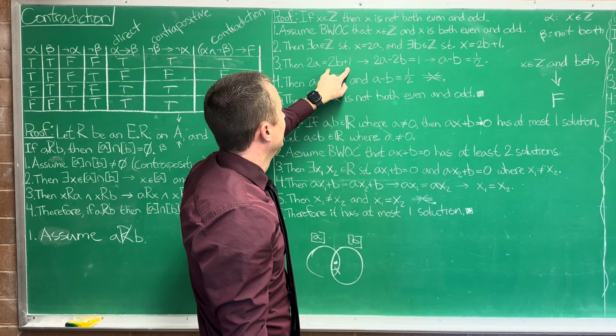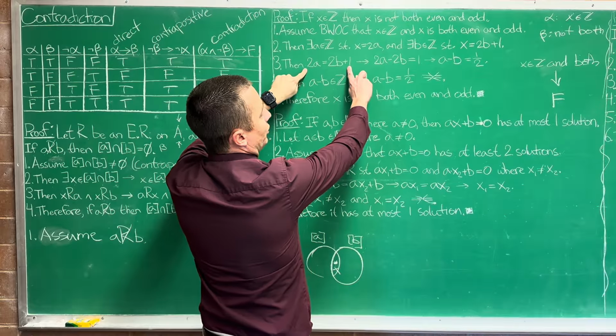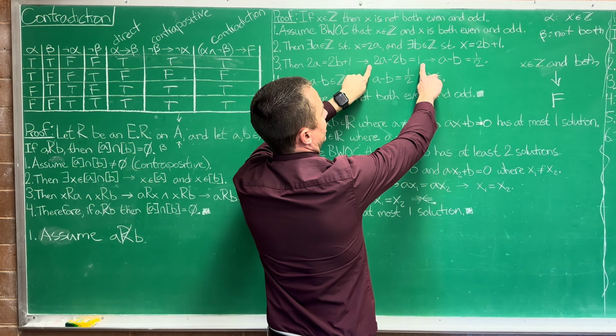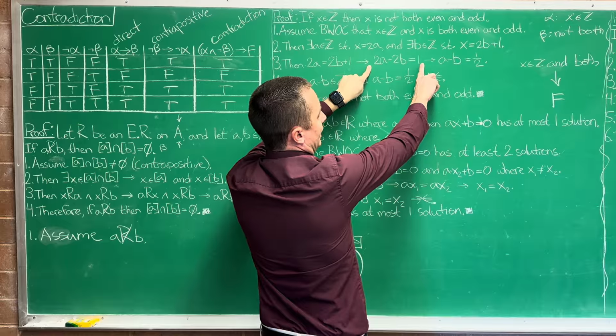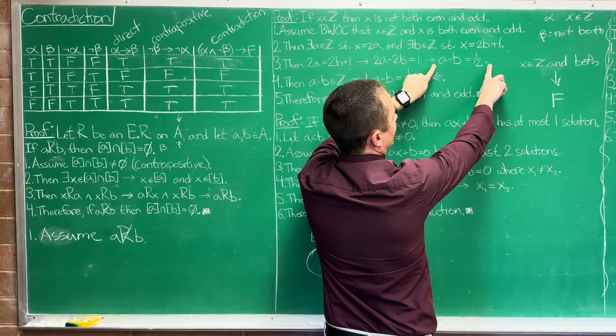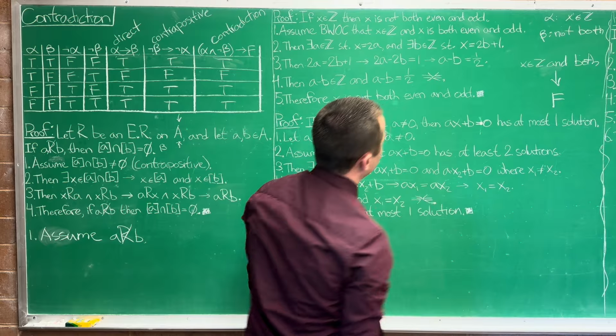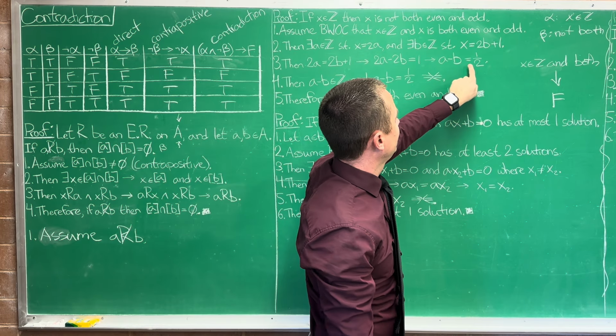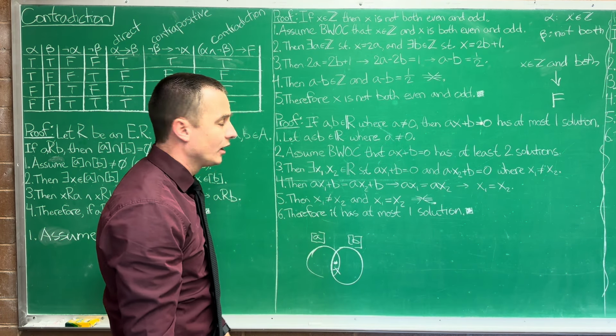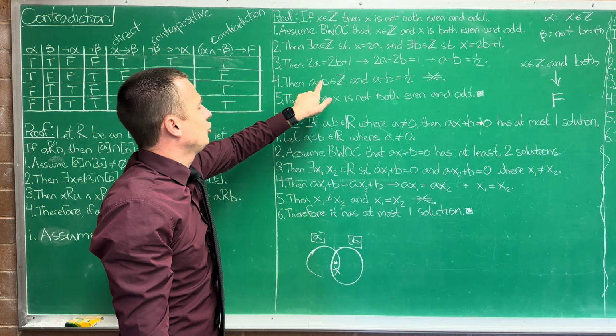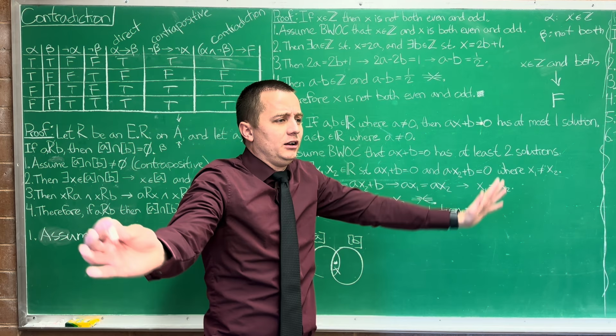Okay, subtract 2b from both sides. Divide both sides by 2. And so what do we have? I have an integer minus an integer is equal to 1/2. But I know that an integer minus an integer is always and forever an integer.